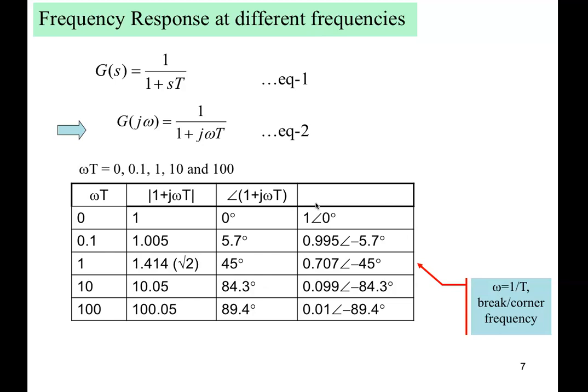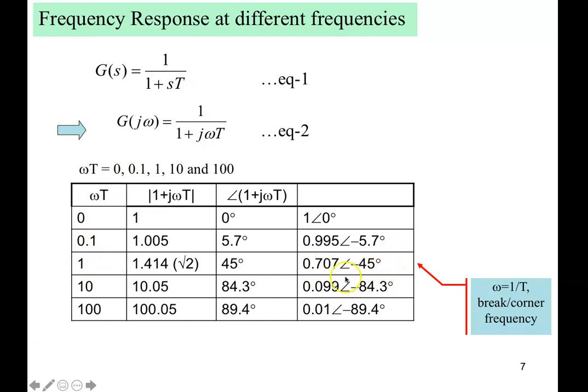change the output response to a sine wave by modifying both the amplitude and the initial phase angle. Note that because my transfer function is 1 over 1 plus s, T is 1, so the time constant is 1. The corner frequency, 1 over T, is also 1. So you can see here, this 1 is my corner frequency.